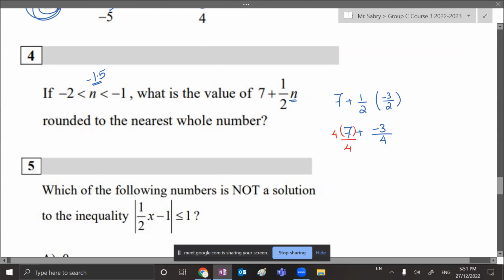So because this 7 doesn't have the same denominator as this one, I added a 4 here, up and down. So it became 28/4 plus -3/4. 28 plus -3, that's 25/4. Now 25/4 is exactly 6.25. Let me check.